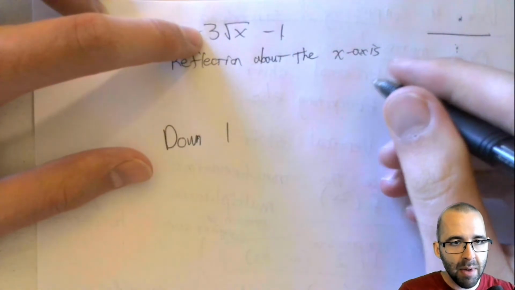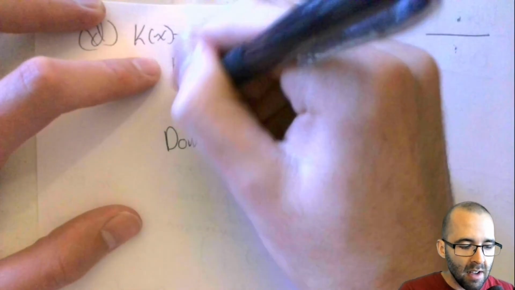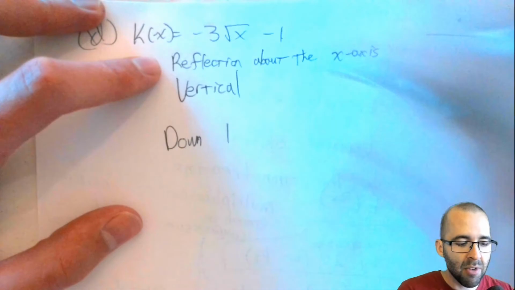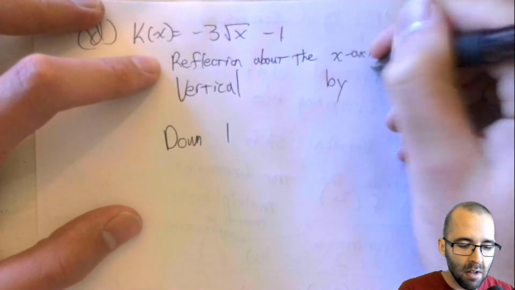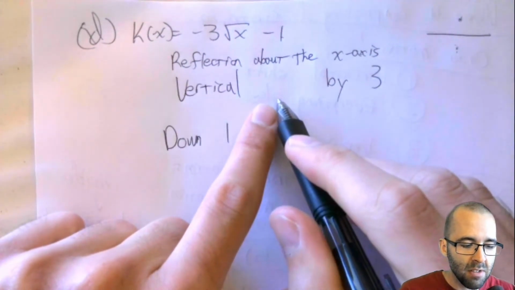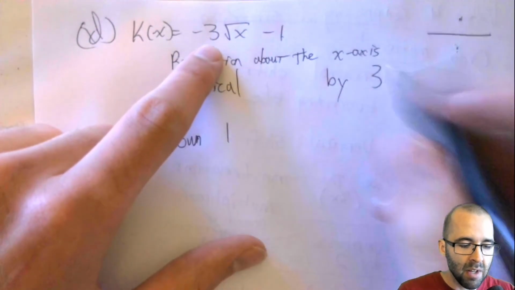We also have multiplying by 3 on the outside. The fact that that 3 is on the outside means vertical. And it's either a stretch or a compression. Since this is bigger than 1, it's going to be a stretch.